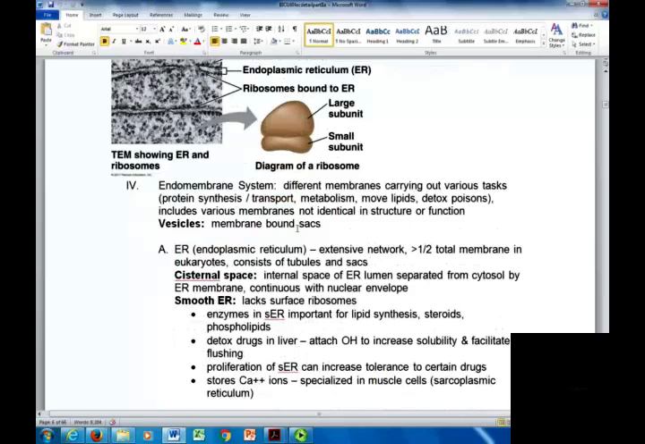The endomembrane system is going to be a series of different membranes to carry out various tasks such as protein synthesis, transport, involvement with metabolism, moving lipids, and detoxification of poisons. It will include various membranes that are not necessarily identical in structure or function. One of the things they can do is create vesicles, which are just membrane-bound sacs. By putting substances in a sac, it's a way of isolating it from other parts of the cell that you may not necessarily want it to interact with.